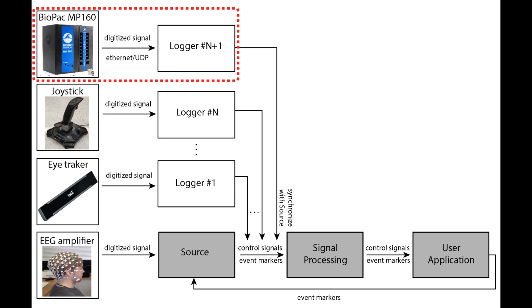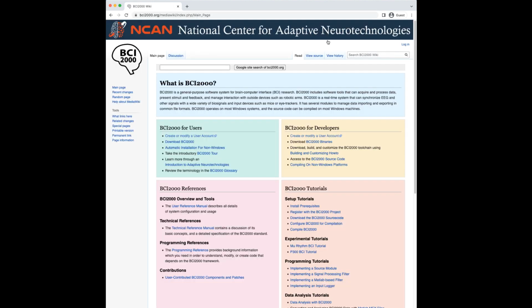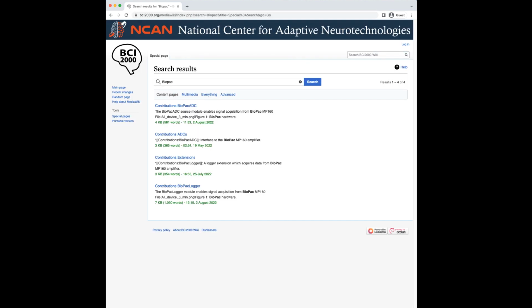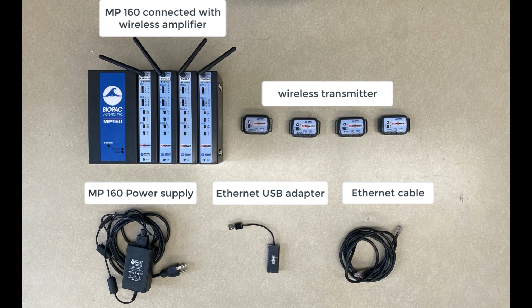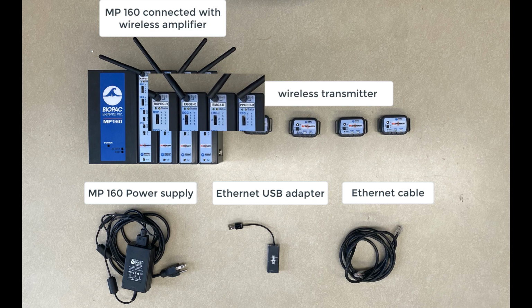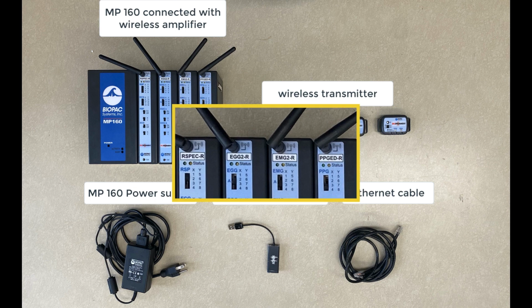In this video, we will discuss implementing the MP160 as a BCI 2000 logger. For more information, please refer to the BCI 2000 wiki pages for source modules and loggers. In this tutorial, we will implement the MP160, with an RSPEC, an EGG2, an EMG2, and a PPG-ED into BCI 2000, which will allow us to acquire the respiration signal, electrogastrogram, electromyogram, and electrodermal signal.